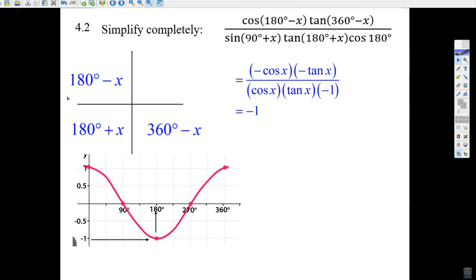180 plus x. Well, there's 180, and plus x, you bend. You have to know where it is, and you know that tangent's positive down there in the third quadrant. You can use that all stations to Cape Town thing.